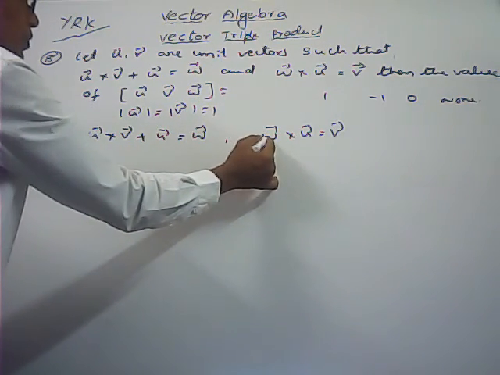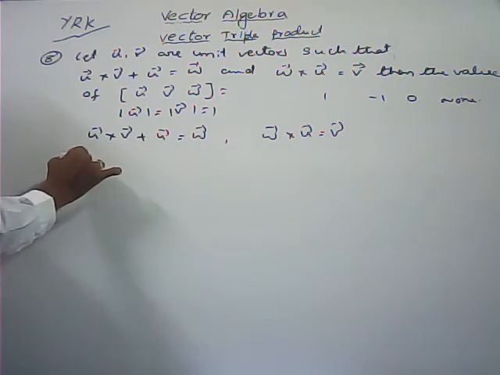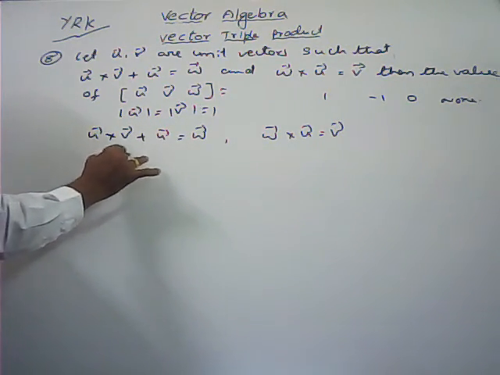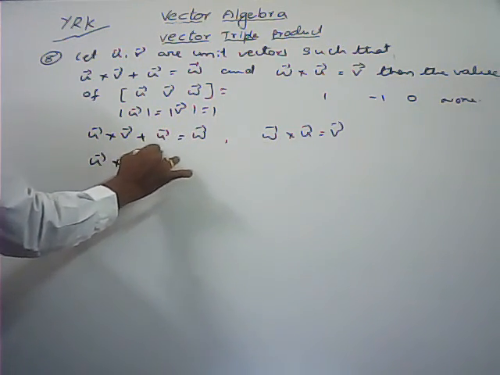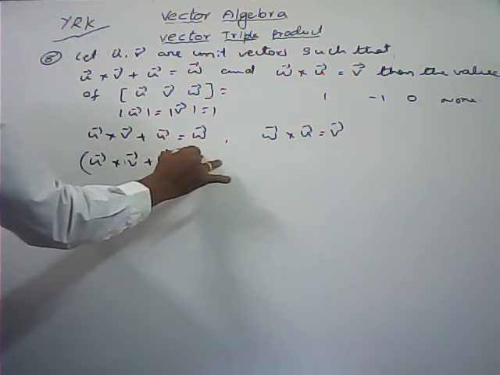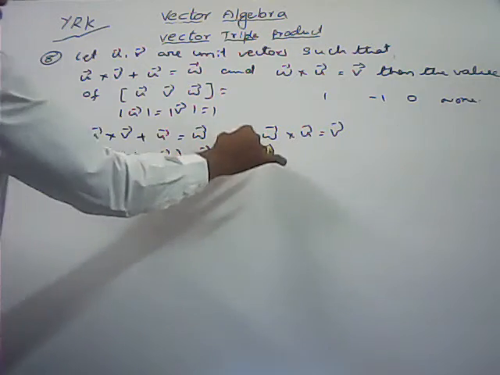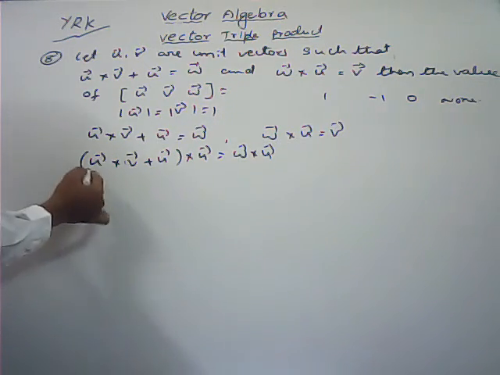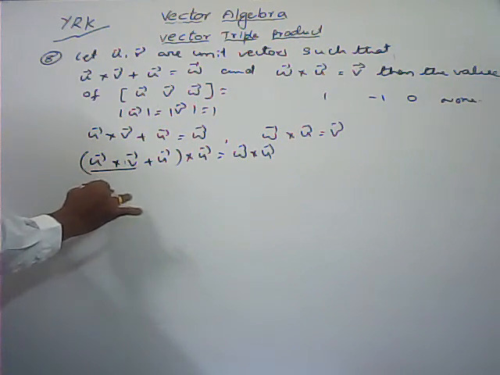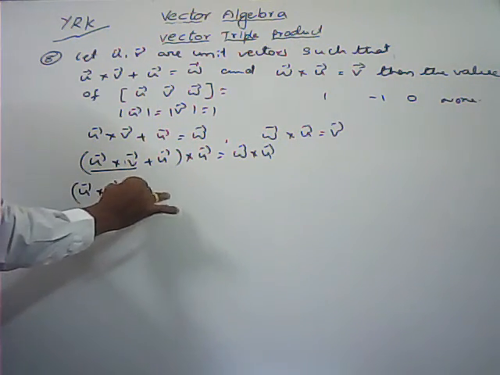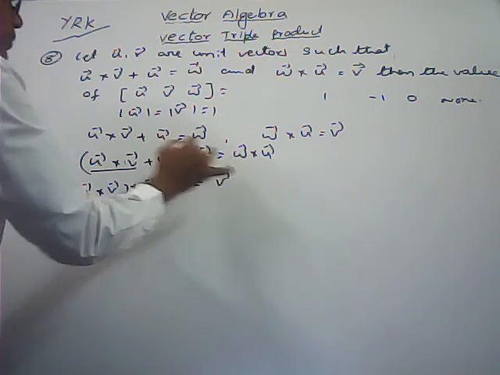Here W bar cross U bar is equal to V bar. If I take the cross product with U bar, we can write V bar only. Now here you can do one thing: U bar cross (V bar cross U bar). Here U bar cross U bar is 0, so we can write V bar.